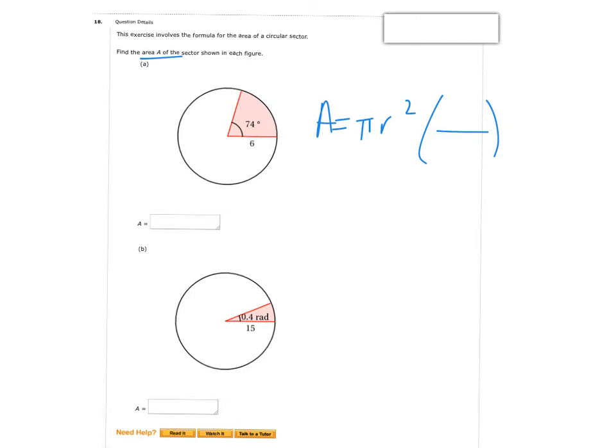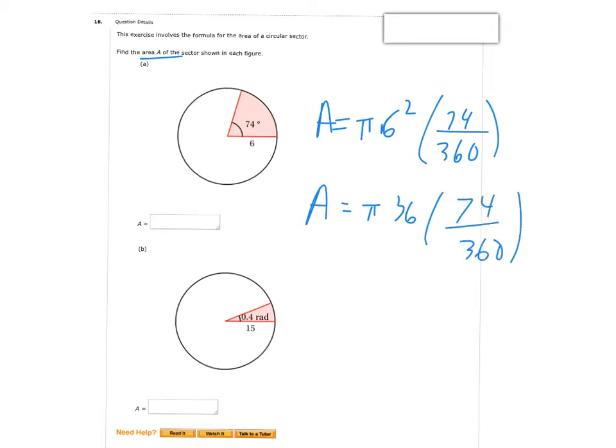So for this one, I'm going to replace the r with a 6, and then we're looking at 74 out of the total 360. So area equals pi times 36 times 74 out of 360. And I see now that this is really easy to simplify this way and turn this into a 10. And then I can reduce this by 2 with this, and that is going to make that 37. And so this is going to come out to 37 pi over 5.